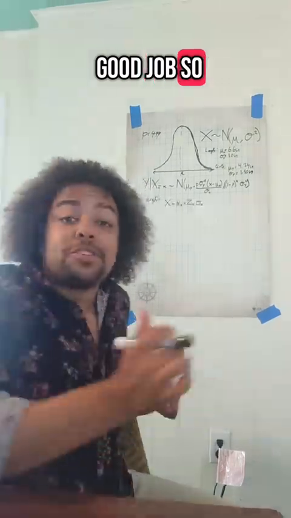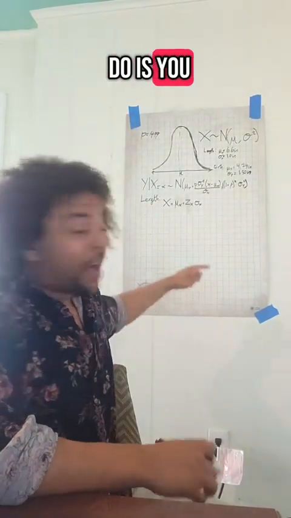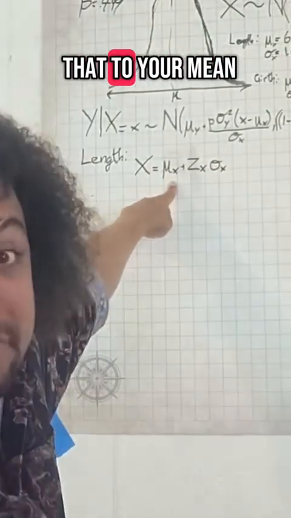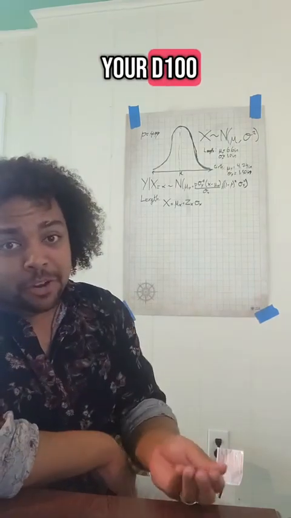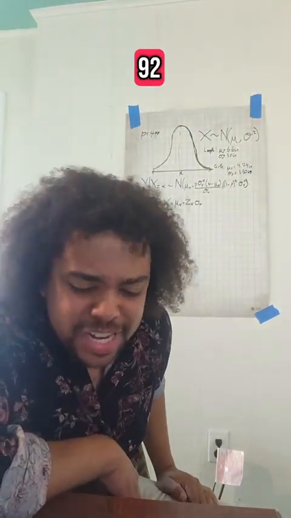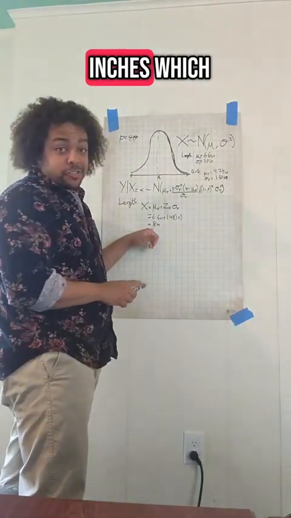Good job. So just to remind you guys, this is a bit of a refresher. All you gotta do is you find your z-score, you multiply that by your standard deviation, and you add that to your mean. So, you take your D100. Oof, that's a 92. And that leaves us with a length of 8 inches, which is bueno.